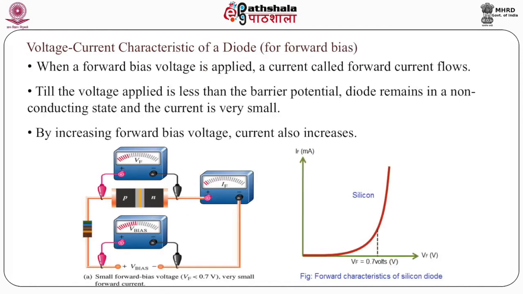Now, coming to the forward VI characteristics of the PN junction diode, when the positive terminal of the battery is connected to the P type semiconductor and the negative terminal of the battery is connected to the N side of the PN junction diode, it is said to be in forward bias. We have to keep in mind from now onwards that forward bias is when P sides are connected and N sides are connected.